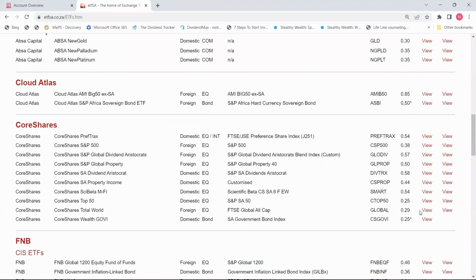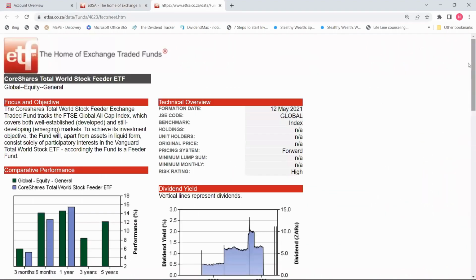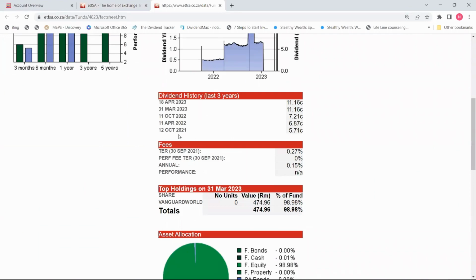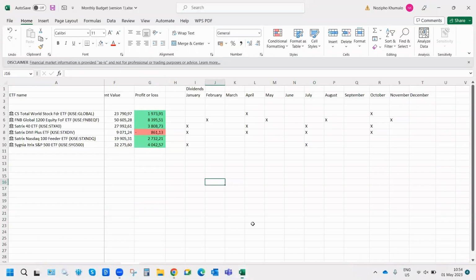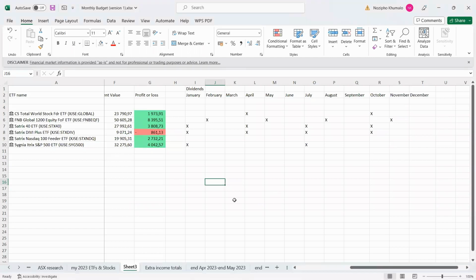To see the dividends, you click here on the second column where it says view. Then you should be able to see dividend history. So here we go. They pay in April and October. So that's correct. And then if you know the dividend amount, you can then feed the information, which is what I did.